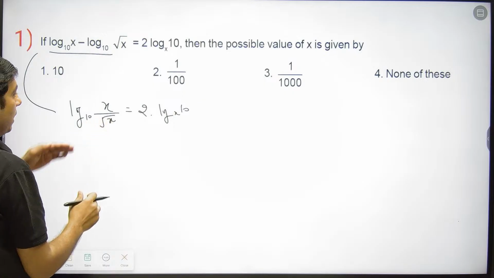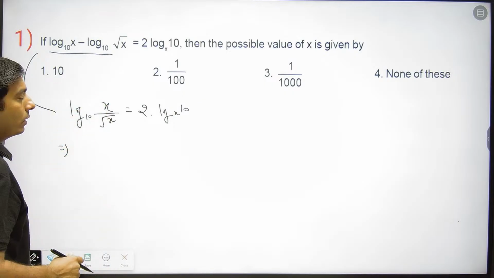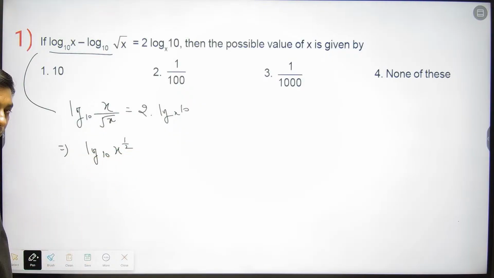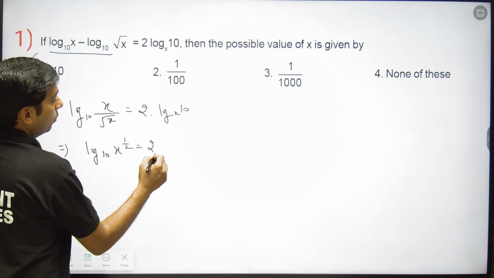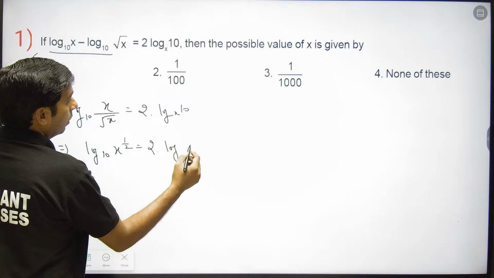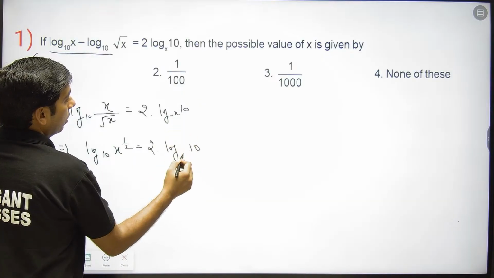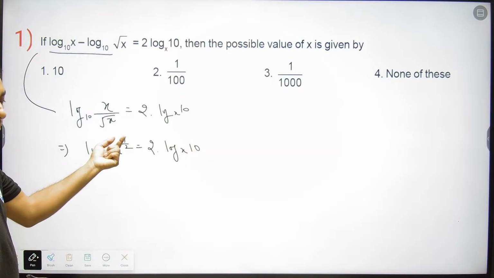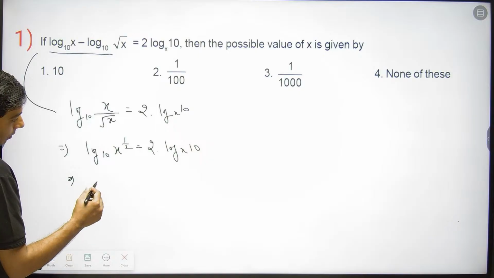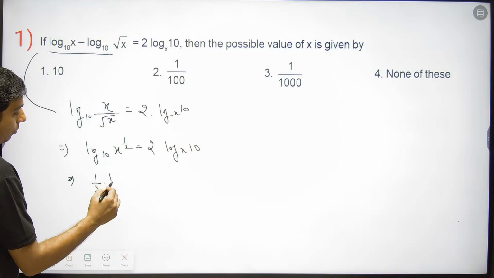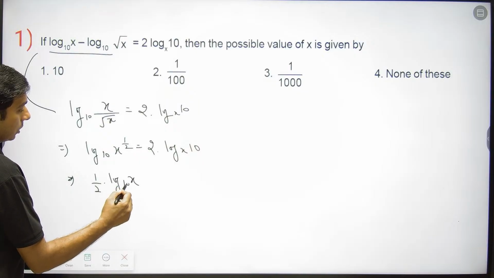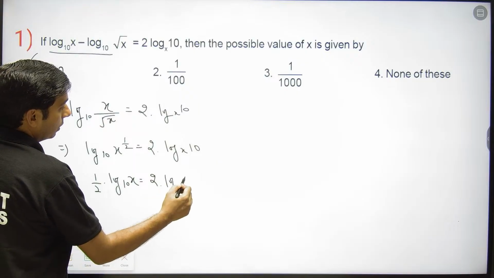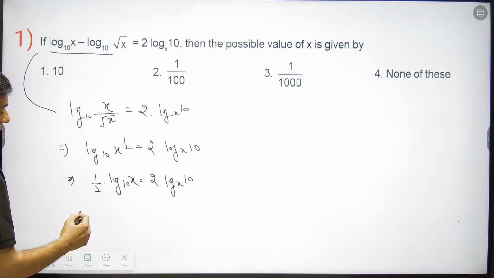We'll simplify it further, x upon root x or x upon x to the power 1 by 2. So here it will be log x to the power 1 by 2 to the base x will be equal to 2 times log 10 to the base x. Now if there is a power in the number, it will come out as 1 upon 2 log x to the base 10 will be equal to 2 times log 10 to the base x.